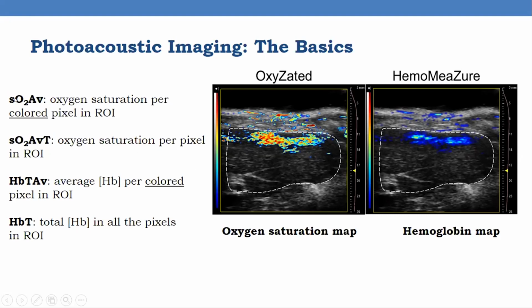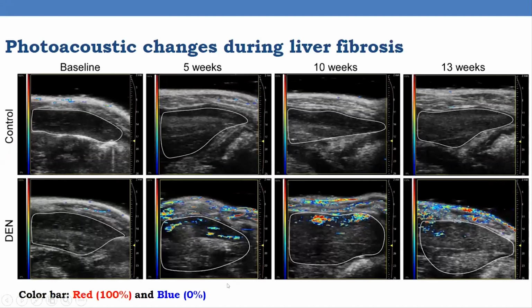So in that sense, SO2 average gives us information about the blood oxygen saturation, and SO2 average total tells us about the perfusion of the whole liver tissue. The same is true for SBT average and SBT total. The only difference is that in this map, we are seeing only the hemoglobin concentration. So let's start with our results.